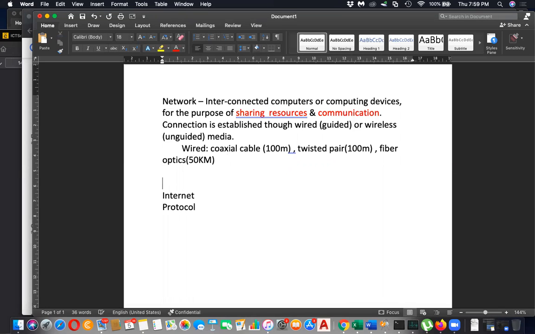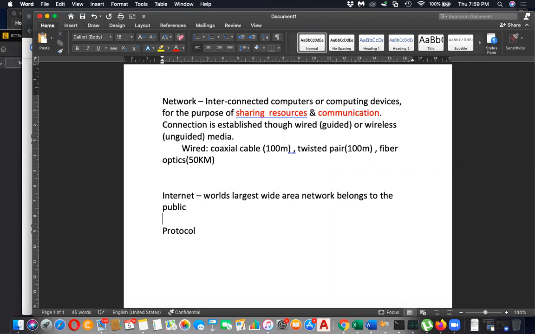What is the internet then? It's a large form of network. It is a kind of large network. We call it the world's largest network, the world's largest public area network, or the world's largest wide area network. It belongs to the public.